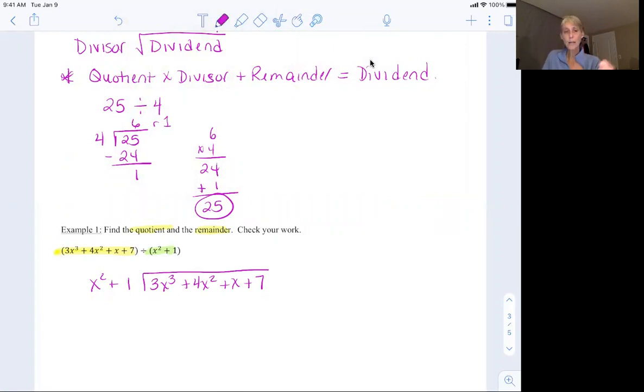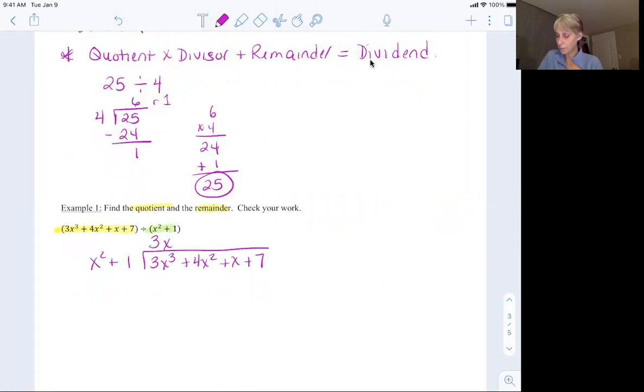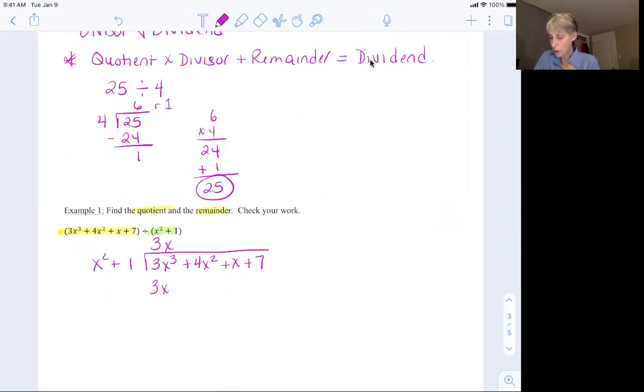So how many times does x squared go into 3x cubed? Or you could think about, what would I have to multiply by? I would multiply by 3x to get 3x cubed. Don't worry about the 1, that guy will follow along. Always just focus on that first big term. Now we're going to do the multiply process. 3x times x squared gives me 3x cubed.